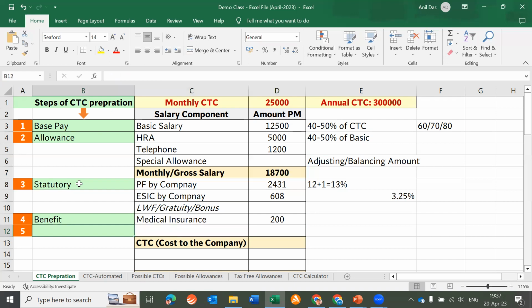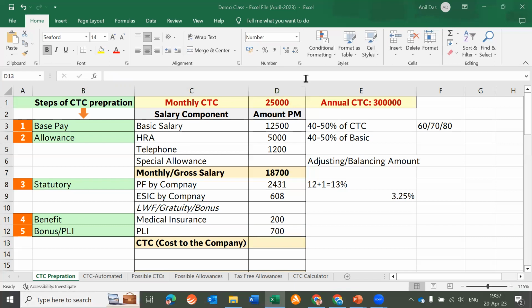The fifth and last step is bonus or incentive or PLI, whatever you want to call it. Let's keep PLI. If this person achieves target, he would be getting paid 700 rupees. So you have added 700 also. We are done with all the 5 steps. Let's see where exactly we have reached.